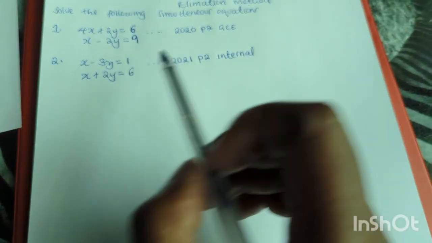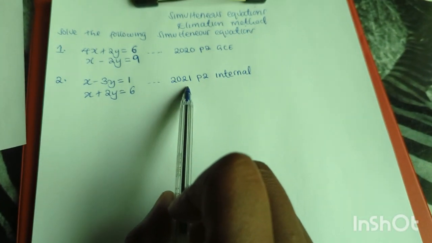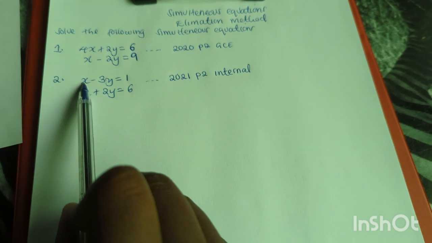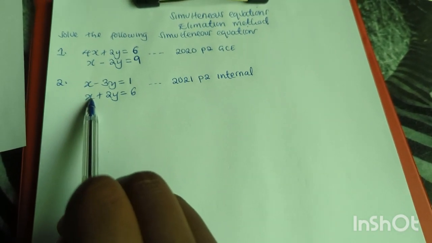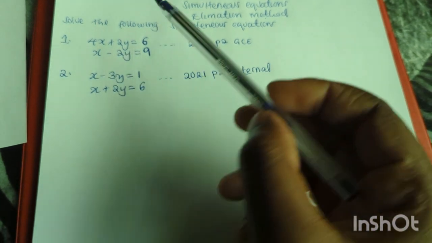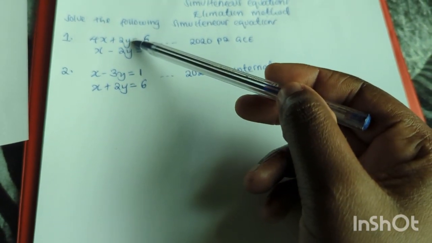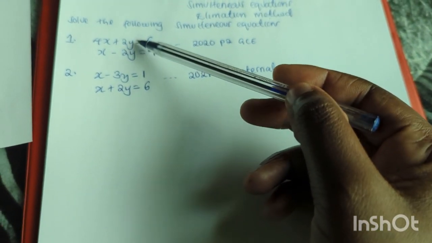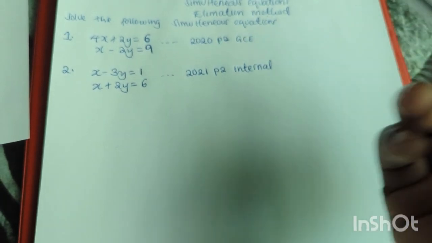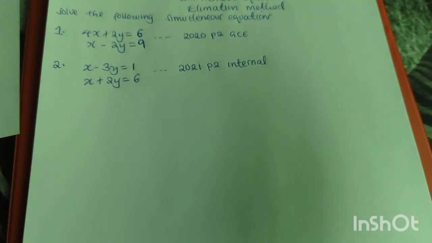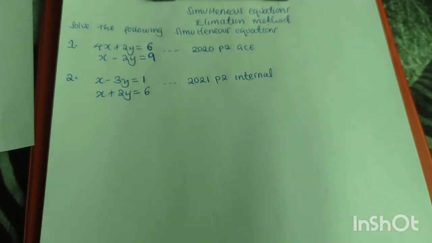For example, here in this 2021 paper 2 internal, the coefficient of x here is +1 and here is also +1, meaning I can eliminate x. And from here, the coefficient of y in the first equation is what? 2. And here it's -2. So since the value is the same, I can get rid of the variable y. That's what the elimination method is all about.